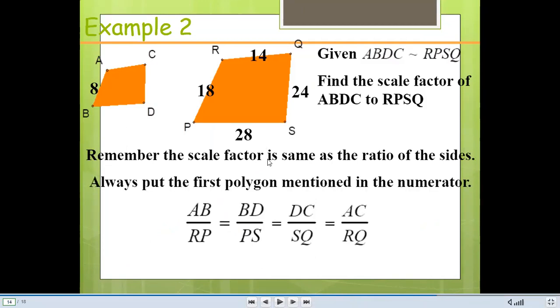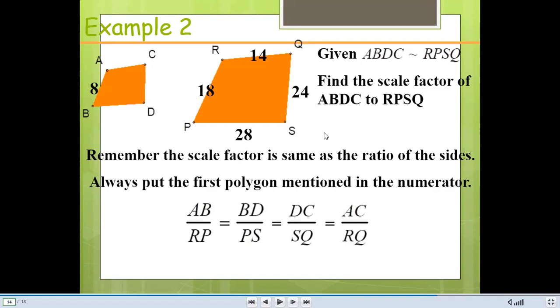Remember that the scale factor is the same as the ratio of the sides. Always we put the first polygon mentioned in the numerator. Then you said A, B, D, C, so you have to start with AB over RP. And after that, BD over PS, and then DC over SQ, and the last one will be AC over RQ.